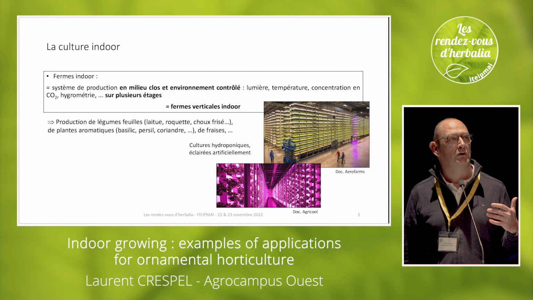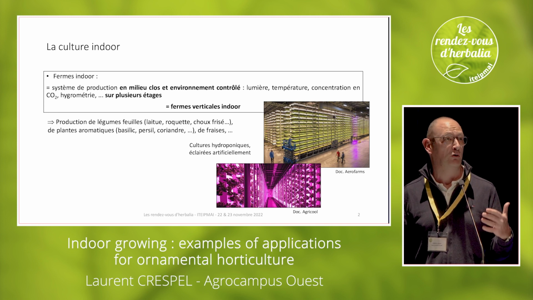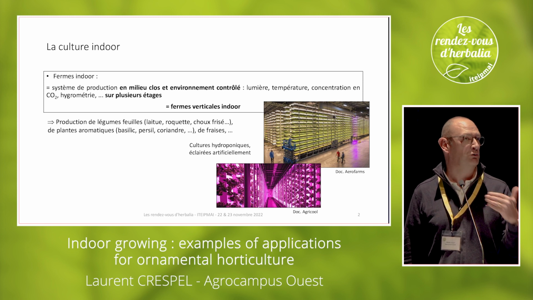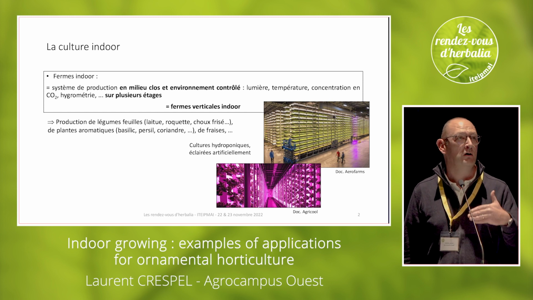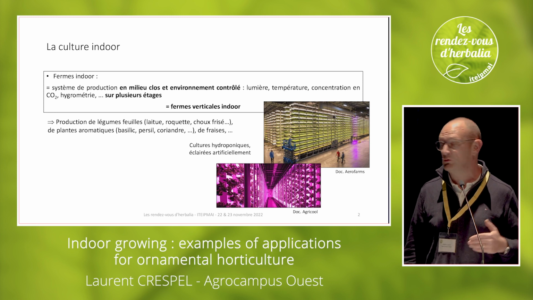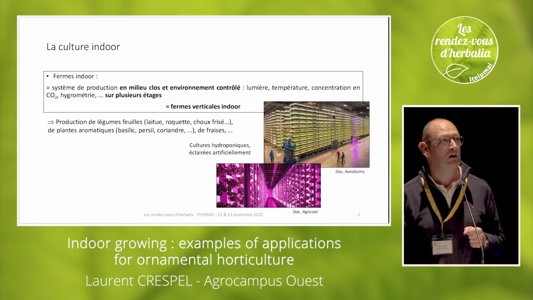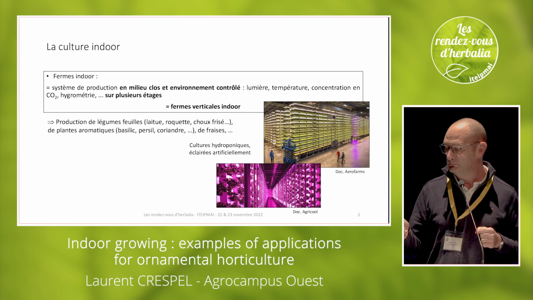In that production system, what do we produce? Mainly low-volume plants, leaf vegetables like lettuce, rocket, some cabbage, aromatic plants like basil, or strawberries, what you can see in the bottom picture, indoor strawberry production.